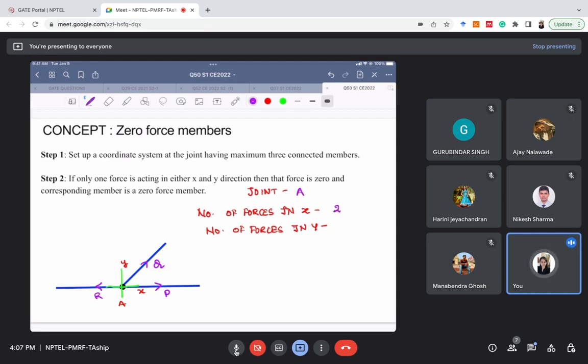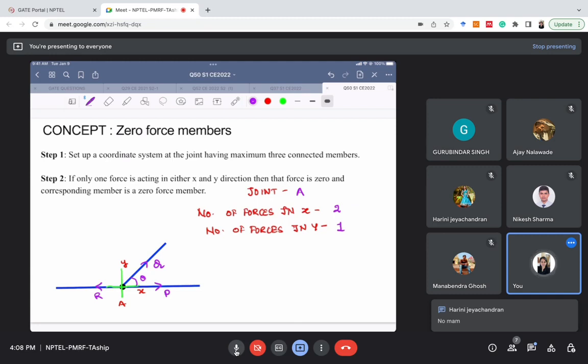What are the number of forces in the y direction? There is only one force, which is the component of Q. Let's say the angle is theta. So the force in the y direction is Q sine theta, right? There's only one force. Other than Q sine theta, is there any force in the y direction for this joint? You can write yes or no in the comment. For this particular joint, is there any force other than Q sine theta? No, right? So it's okay. So the number of forces in the y direction is 1.